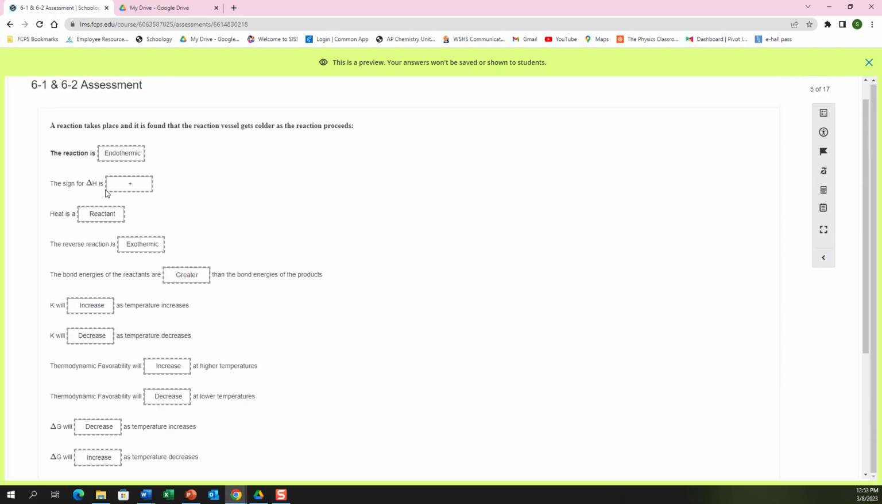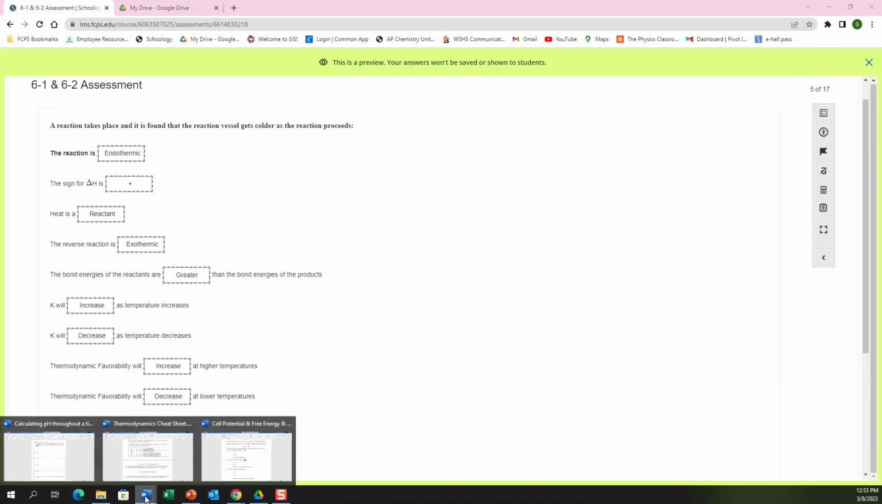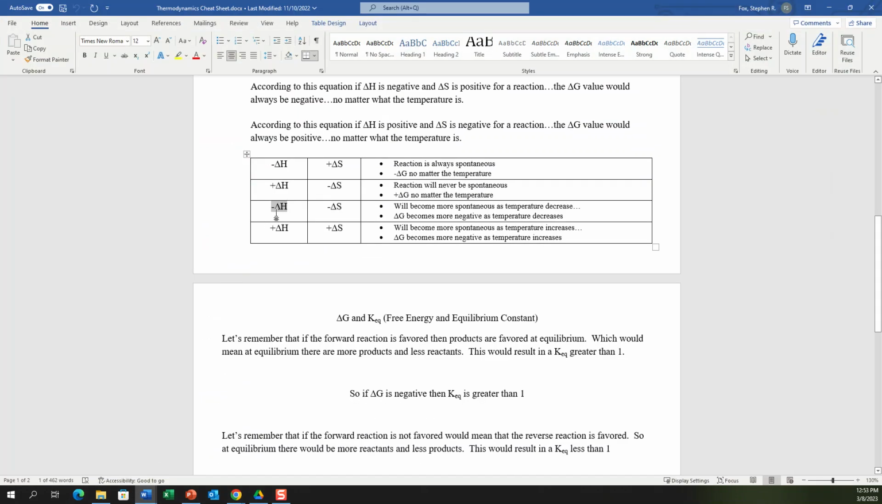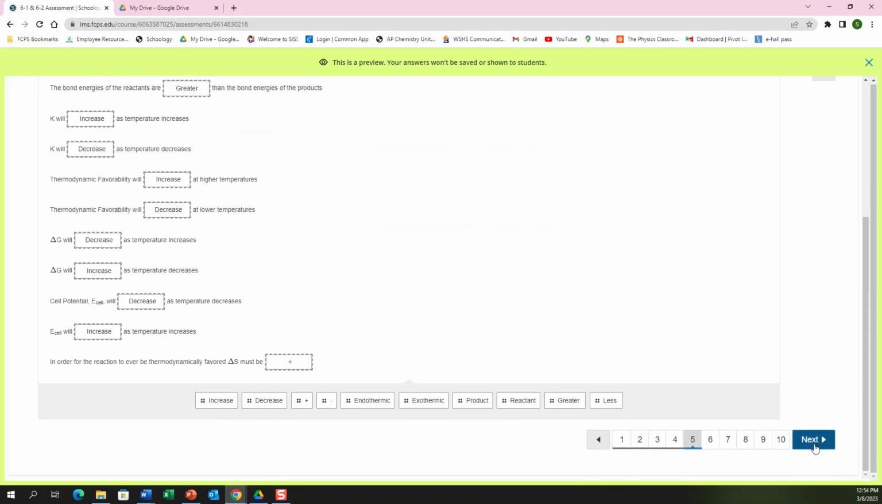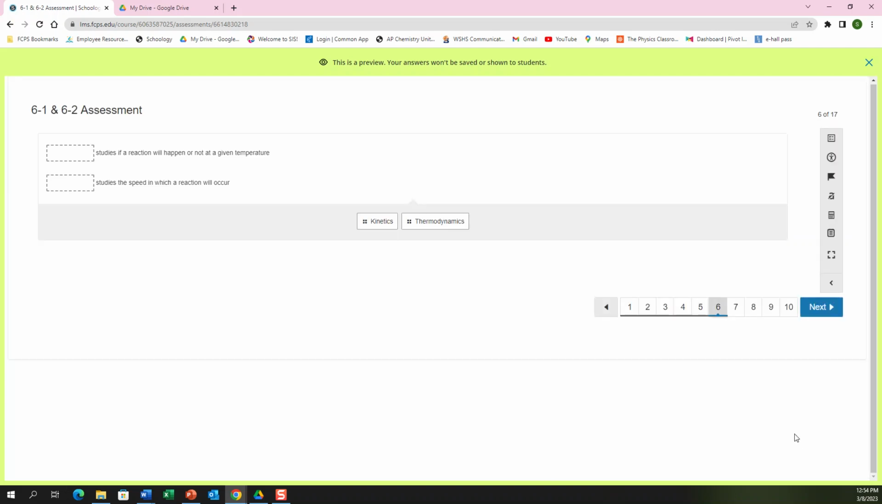Now remember, whenever you have a positive delta H, the only time delta G can be negative, which means the only time the reaction can be spontaneous, is if you have a positive delta S. So if you know the reaction is spontaneous and it's endothermic, now you know that the sign of delta S must be positive. Hopefully that makes sense. Let's go.